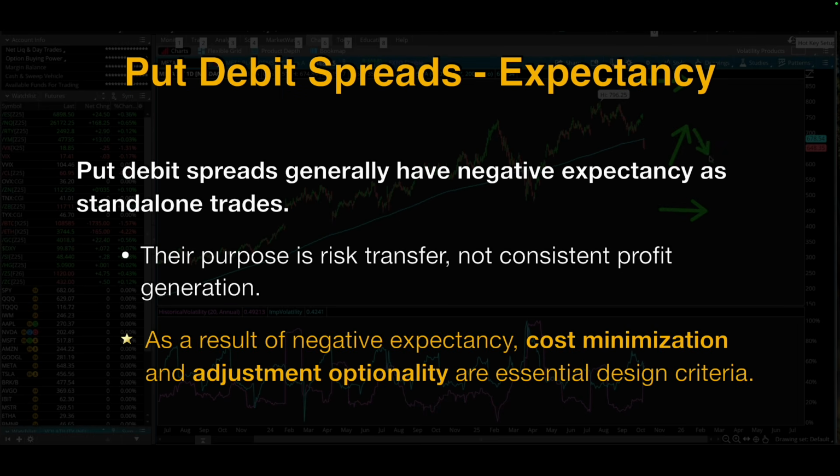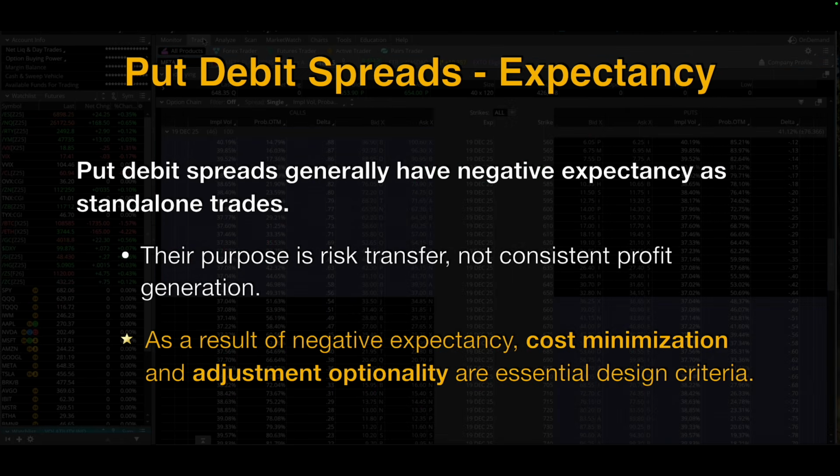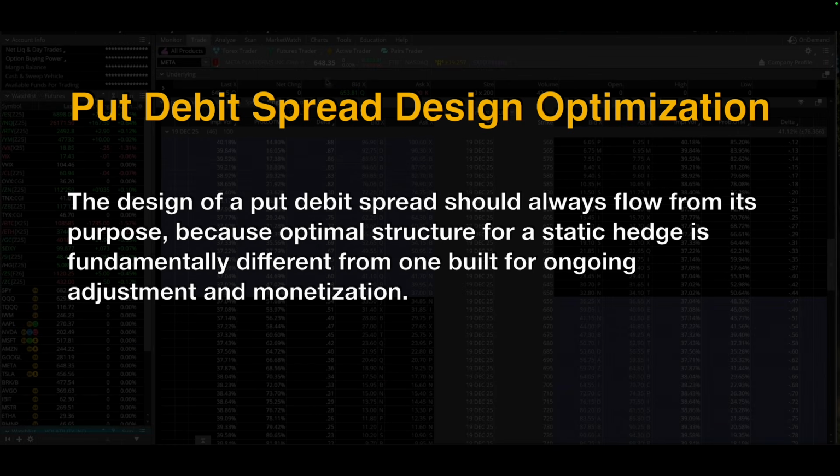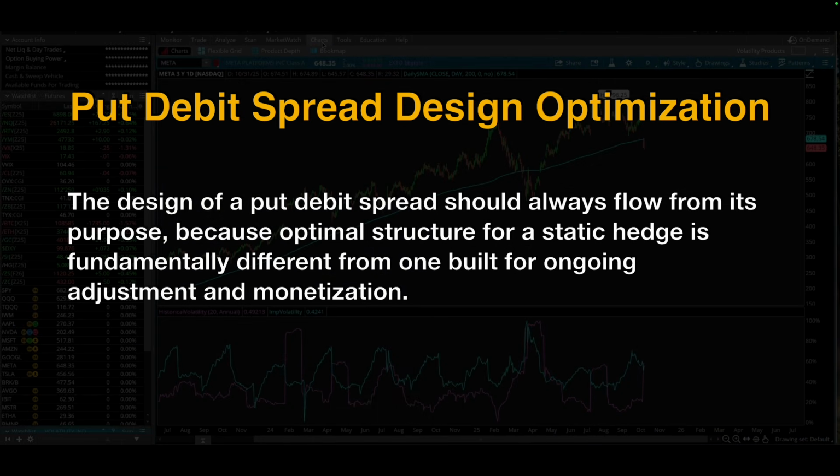Put debit spreads generally have negative expectancy as standalone trades. Their purpose is risk transfer, not consistent profit generation. And as a result of negative expectancy, cost minimization and adjustment optionality are essential design criteria when looking at put debit spreads for hedging. So this naturally leads us into a discussion about put debit spread design optimization.